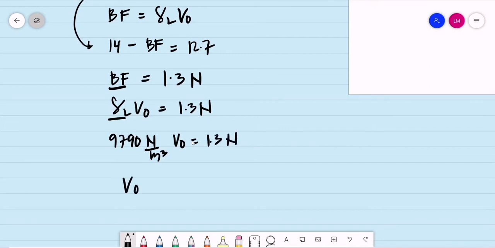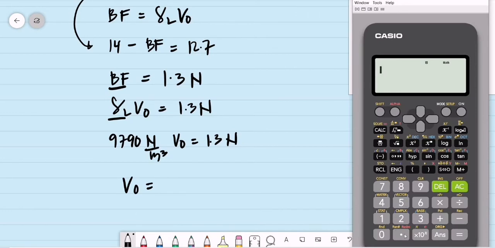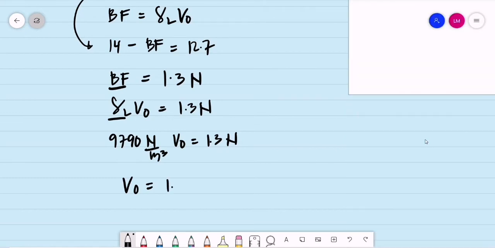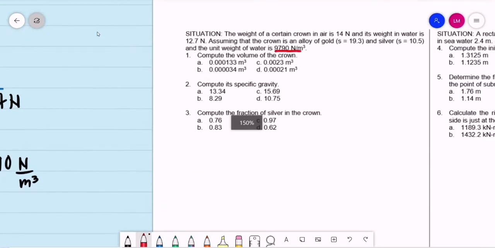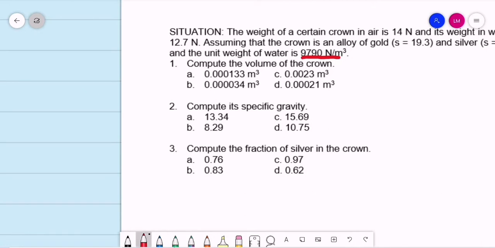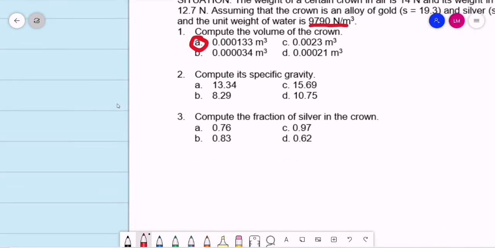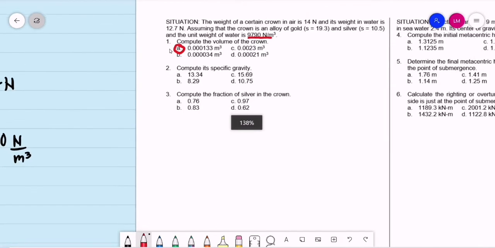So, makukompute natin yung equivalent ng volume of the object. That is the same as 1.3 newtons divided by 9,790 newtons per cubic meter. So, yung naiwan dito is, pwede nating sabihin, that is 1.33 times 10 raised to negative 4 cubic meter, since ika-cancel natin yung unit na newtons. So, do we have this value? 1.33 times 10 raised to negative 4 cubic meter. For problem number 1, yun na yung value na letter A. So, 0.000133 cubic meter.